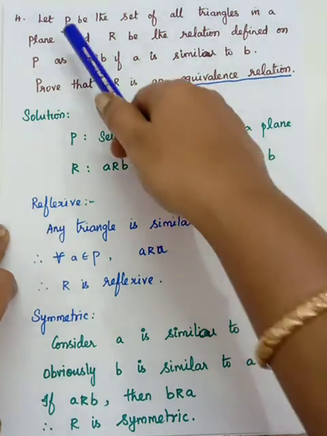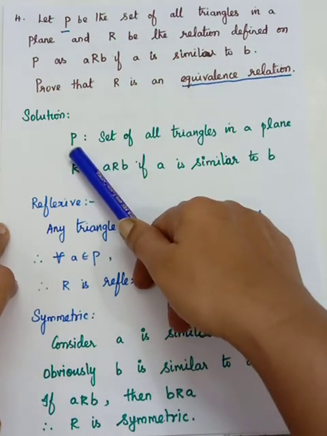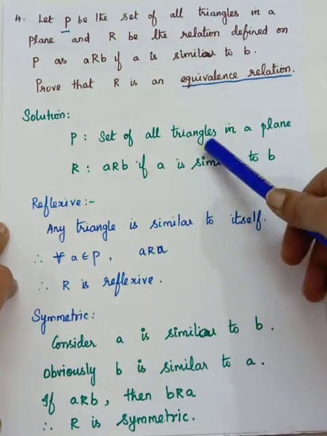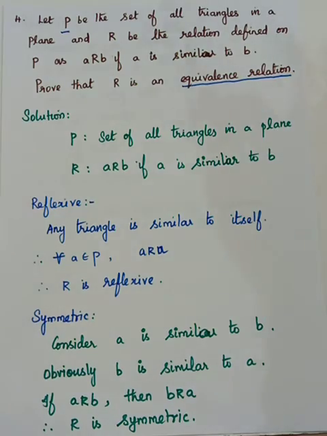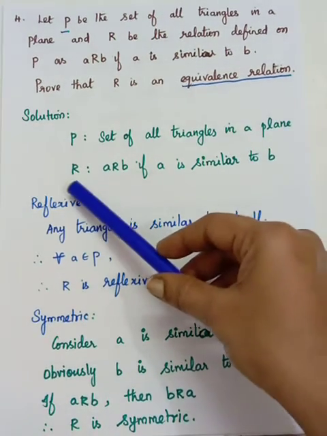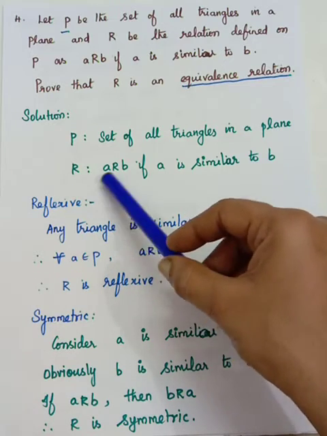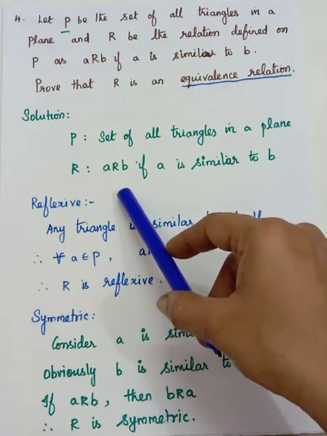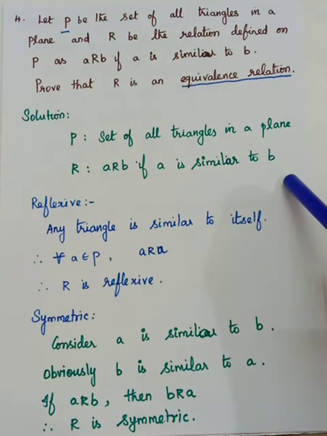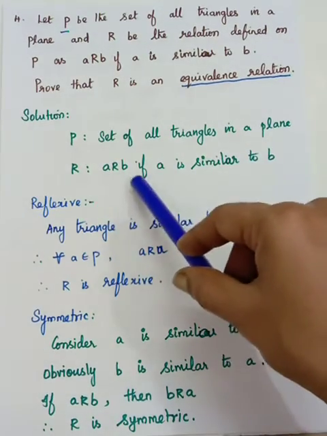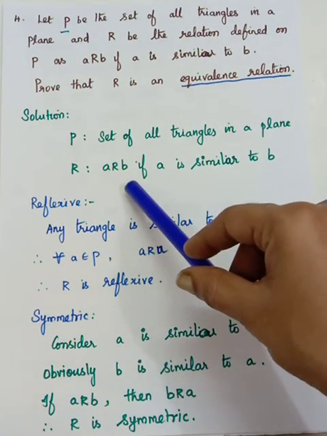Here what is the set given? Set name is P. It's a set of all triangles in a plane. So all the triangles will be in the set. Okay, so what is the relation defined in this problem? A is related to B means A is similar to B. If any triangle is similar to another triangle, we can say those triangles are related.